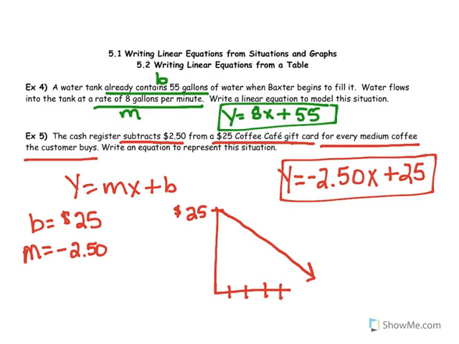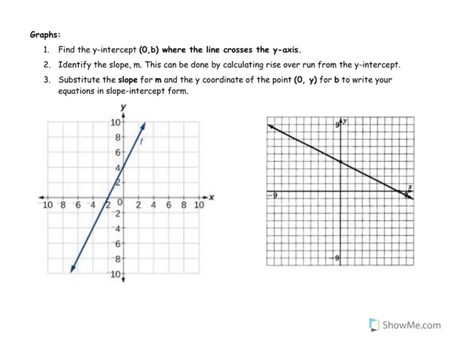And it makes sense because if I buy 1 cup of coffee, it's going to be a certain price left on my card. If I buy 2 cups of coffee, 3 cups of coffee, 4 cups of coffee, and so on, the amount on my card is going to continue to decrease. So that means I have a negative slope, and when I look here, I have a negative slope. Okay, now let's look at graphs. So with graphs, we need to find the y-intercept, and remember the y-intercept is going to be where x is 0 and b is going to be our y value.